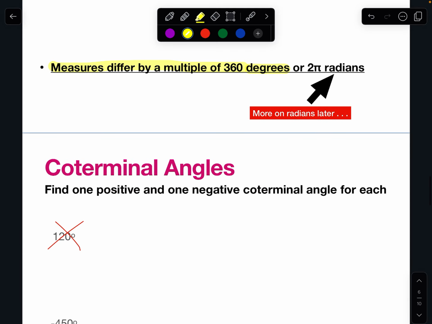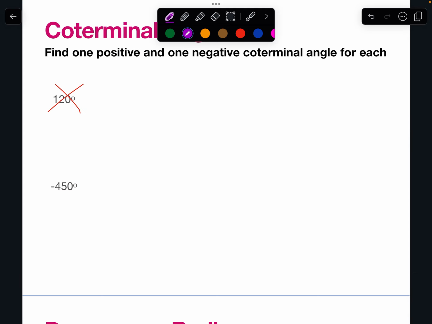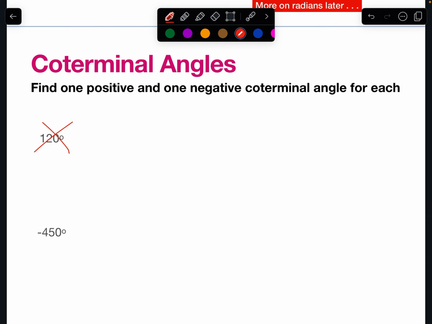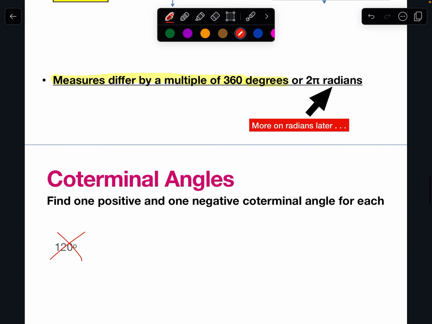So let's do one example. I'm going to skip a little bit to try to keep this video as short as possible. The directions say find one positive and one negative coterminal angle for each. 120 was already spoiled back here, so let's talk about negative 450.